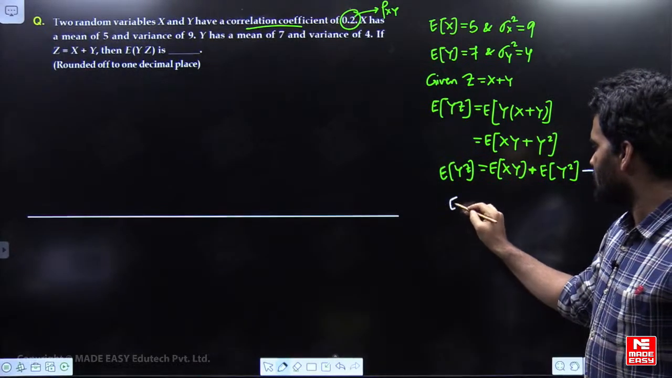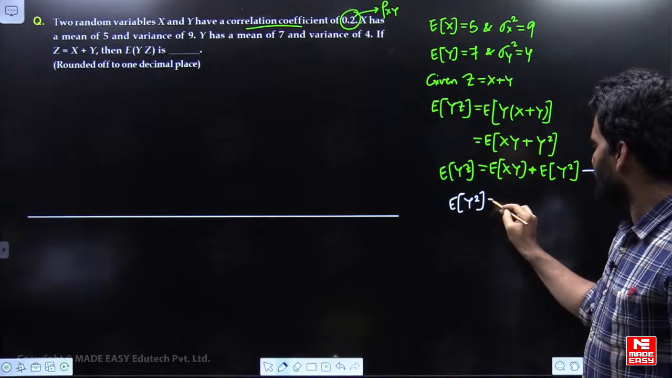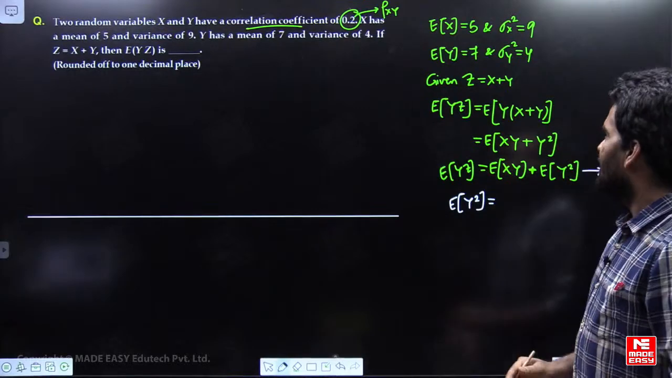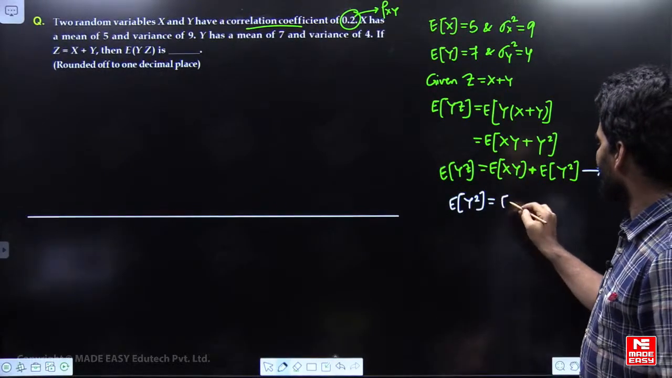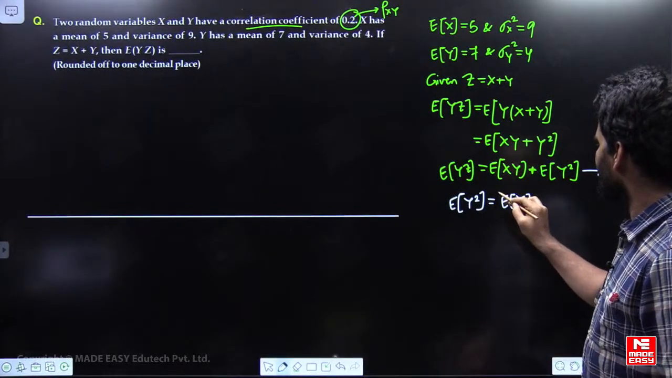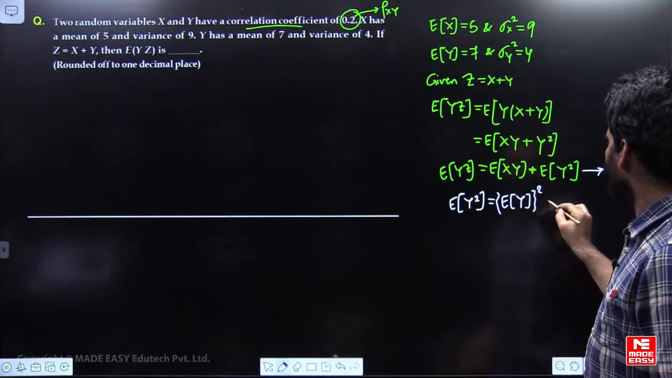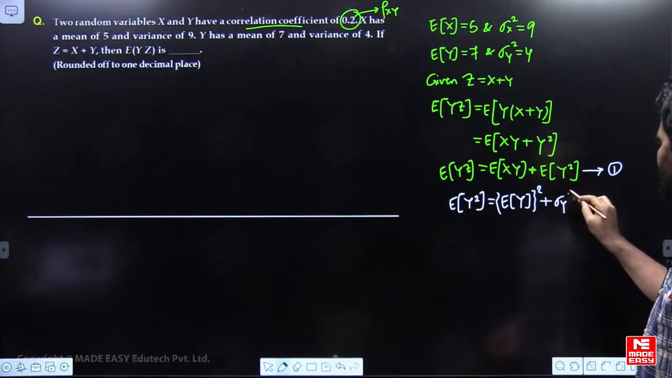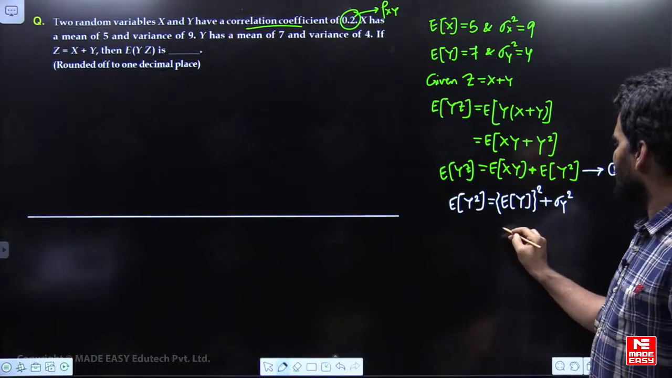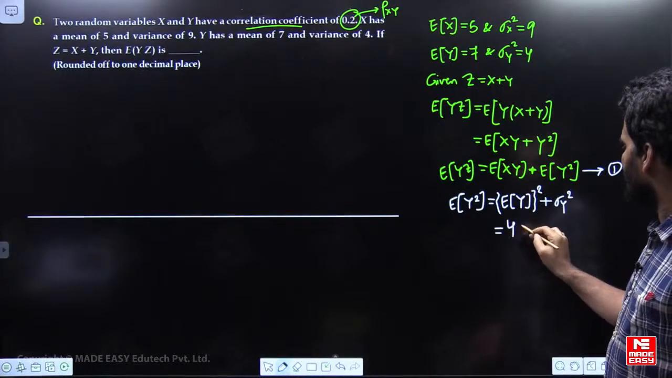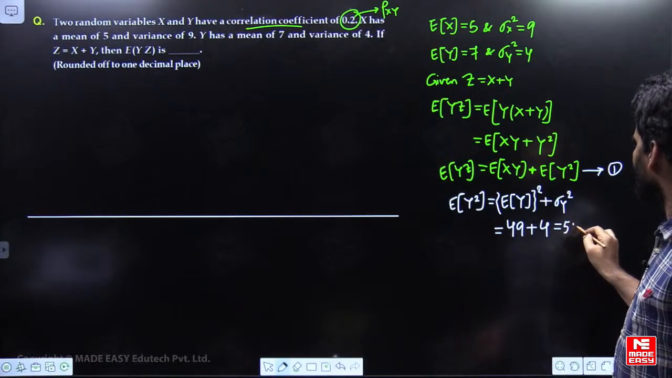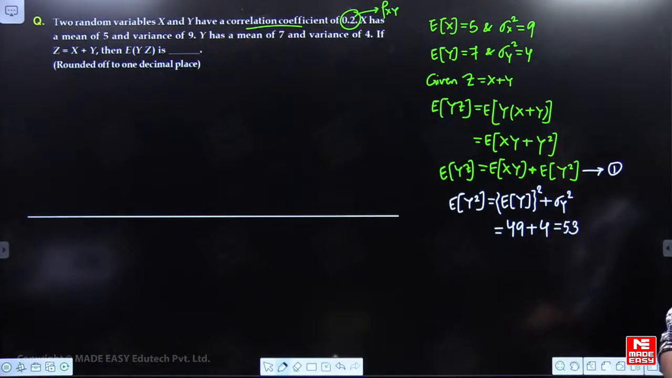If you see the expectation of y square, the mean square value of y gives the total power, so you can write dc power plus ac power. Square of the dc value gives dc power, plus ac power. So this will be expectation of y whole square, 49, plus 4, which is 53. So expectation of y square is 53. Then you need to find expectation of xy.